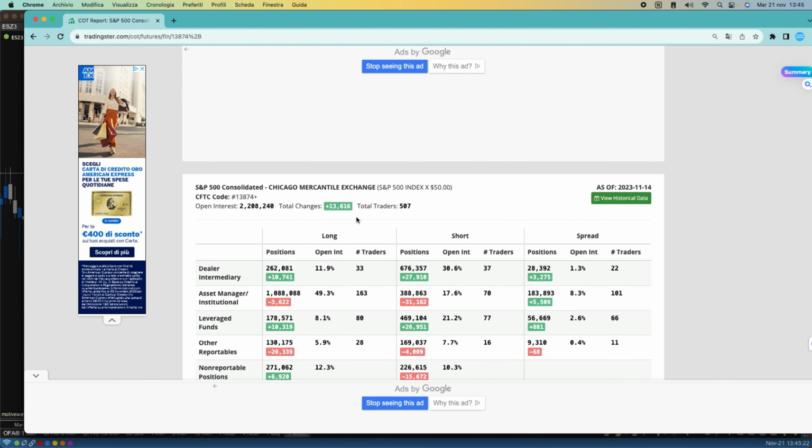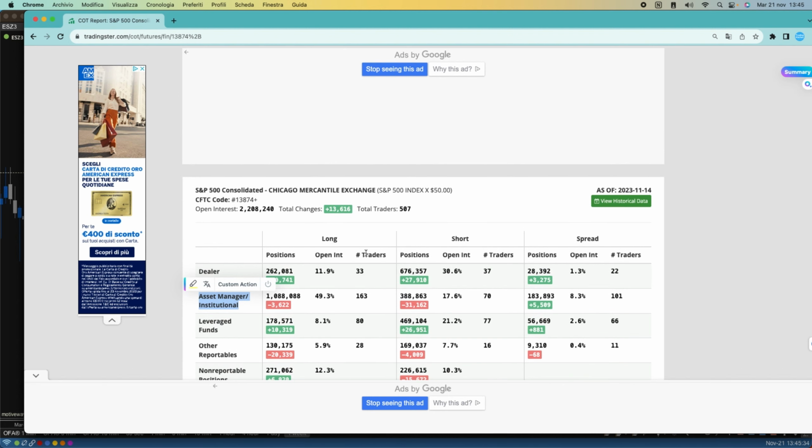The website is tradingster.com, and the only thing I care about is the asset manager institutional. So how to read this COT report? It tells me that they are closing long positions for 3,622, and they are closing short positions as well of 31,000. So 10 times more than long positions.